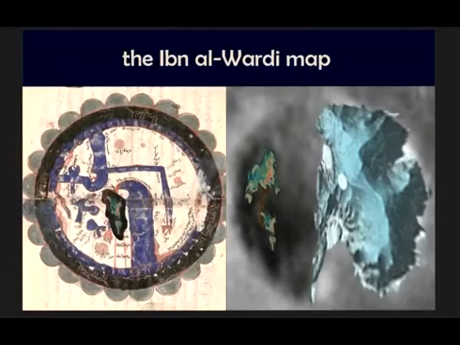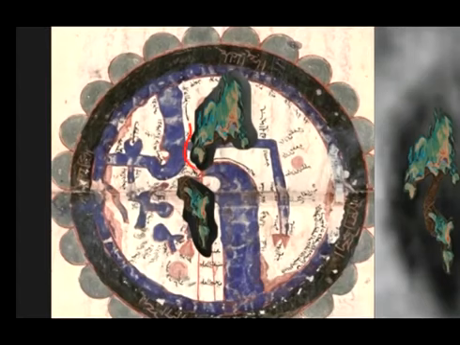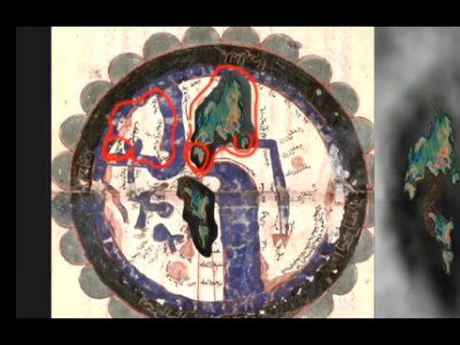Okay, let's compare it. Let's take a look at the continents. First, the Eurasia-Africa part. Look at the form. Then you have Africa, Australia, and India. Now let's take a look at the Americas. Notice how the Americas are not an island, and at that moment I realized that this was an Ice Age map.